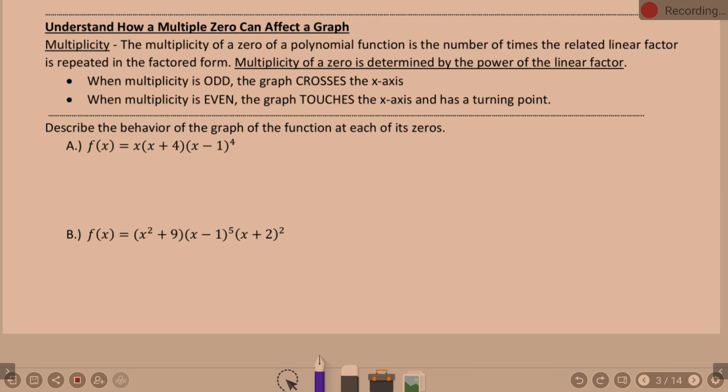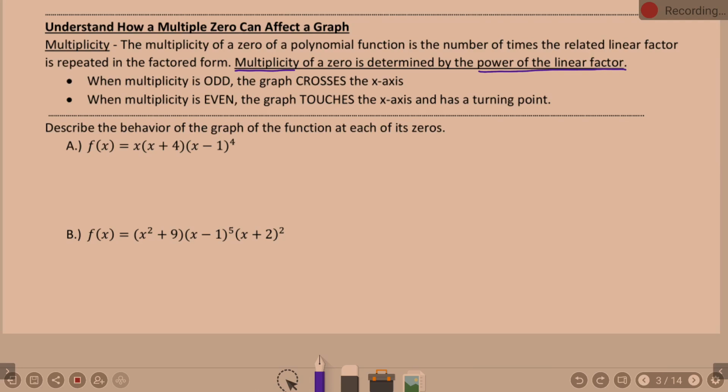So officially, the multiplicity of a zero of a polynomial function is the number of times the related linear factor is repeated in the factored form. Multiplicity of a zero is determined by the power of the linear factor. So when we talk about multiplicity, it's the power of the factor. Whatever that power is, if you're asked the multiplicity, it's going to be the number of the power.